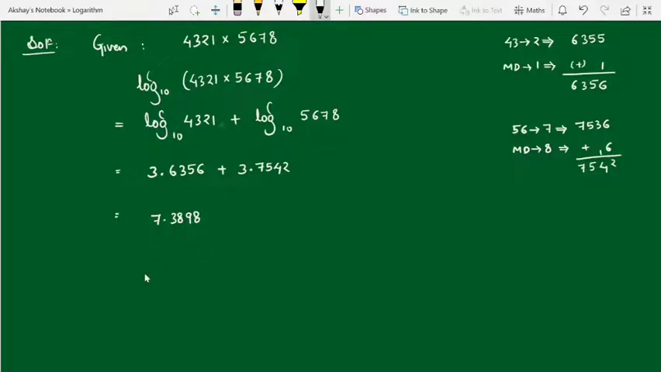Just check it, everyone. So this is nothing but the log value. Now we have to calculate the anti-log of this again. So next, anti-log of 7.3898. How to calculate this: first you have to open the anti-log table.